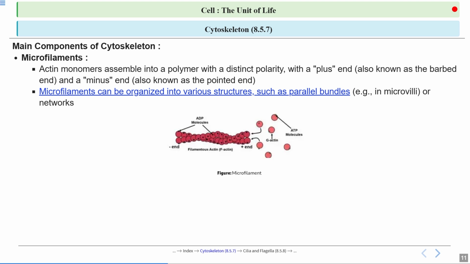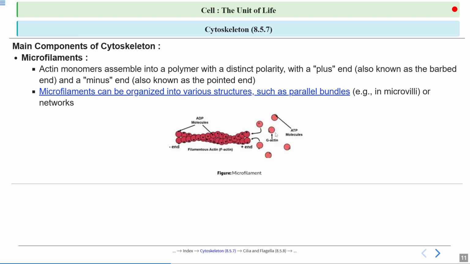So here you can see this is an image showing you microfilament. Here you can see one is the negative end, another one is the positive end. The plus end is known as the barbed end, minus end is known as the pointed end. Here you can see more G-actin is being added. Okay, this is the ATP molecule, and here you can see this is the G-actin.